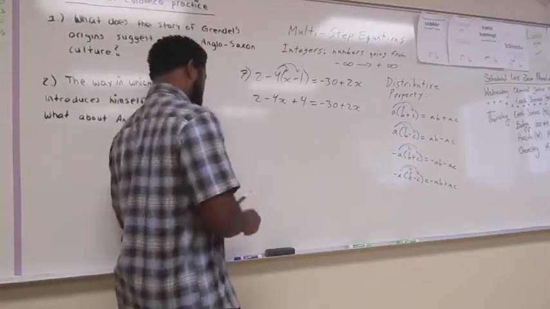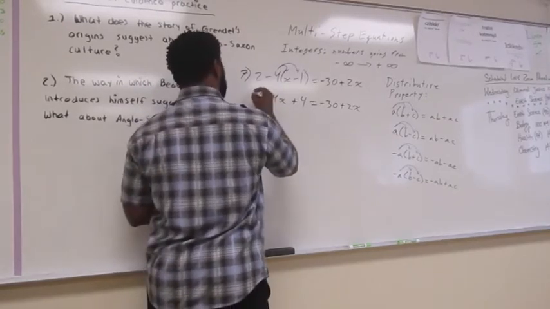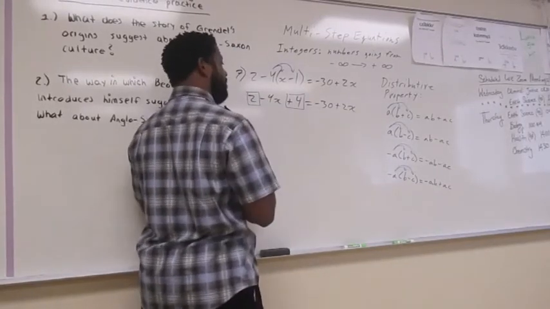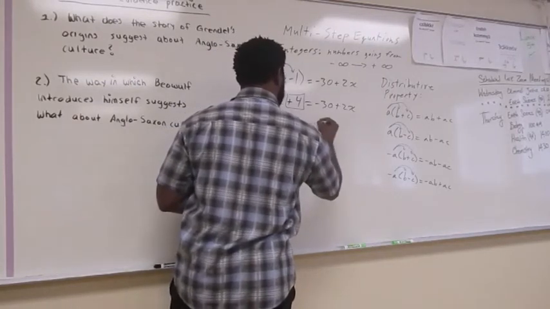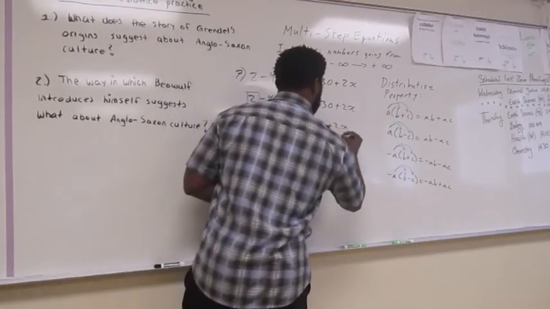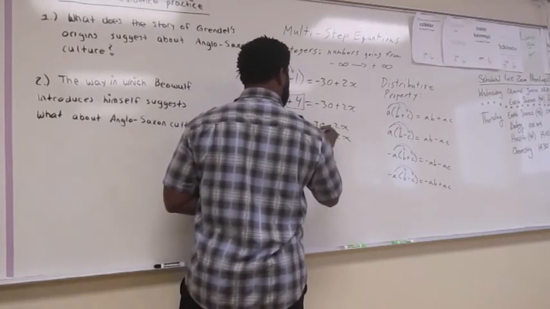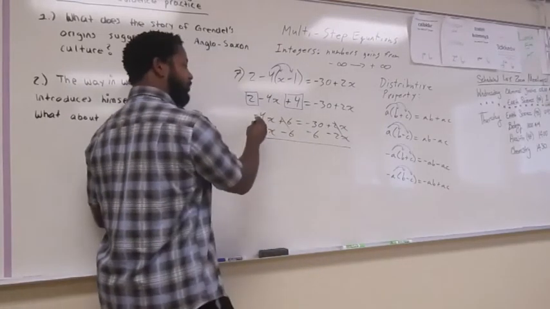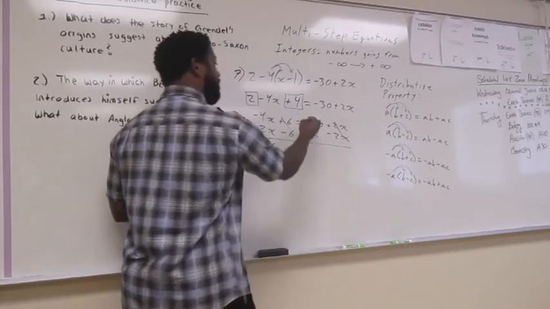Combining your like terms. Right? Since we got rid of these parentheses, now we have a 2 and we have a positive 4, so positive 6. Negative 4x plus 6 is equal to a negative 30 plus 2x. Subtract this 2x to the other side. Subtract this 6 to the other side. Therefore, that cancels out. We have a negative 4x minus 2x, which is what? Negative 6x.